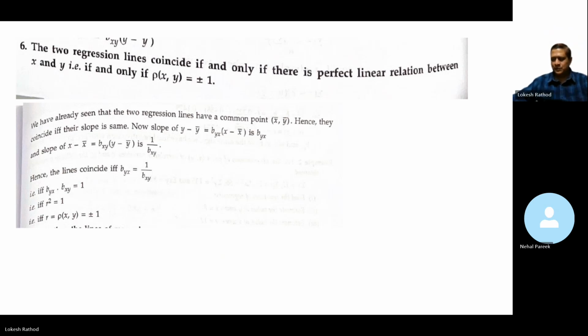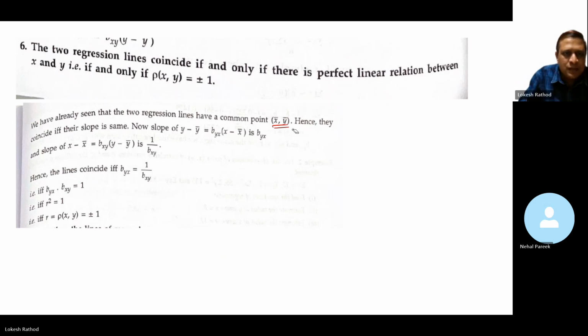Correct? Regression lines coincide. R is equal to plus or minus 1. Right? Okay. So the proof is like this: both the lines have a common point, x bar, y bar.